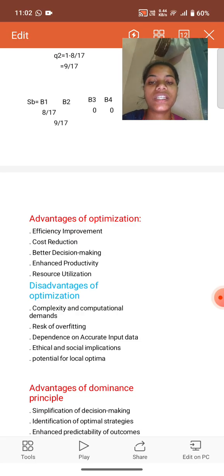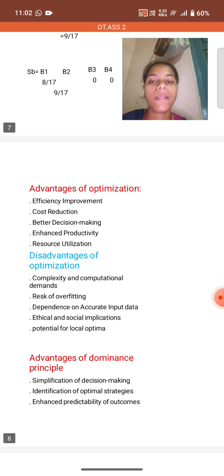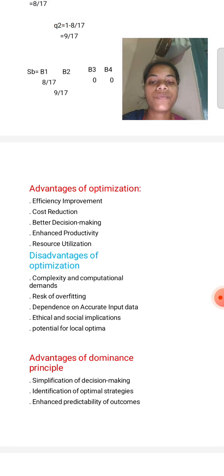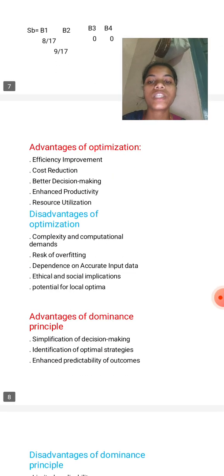So when it comes to the disadvantages of optimization, the disadvantages are complexity and computational demands, risk of overfitting, and dependence on accurate input data. Based on that input data, it will perform the actions. That's why it is dependent on accurate input data. Also ethical and social implications and potential for local optima. These are some of the disadvantages regarding optimization.